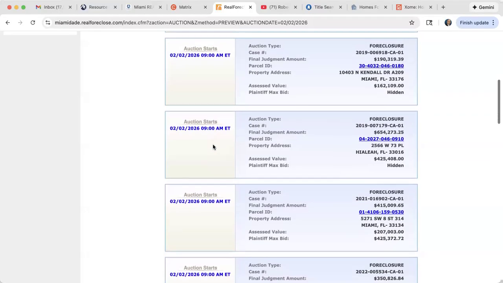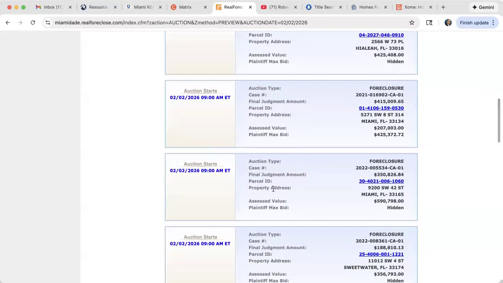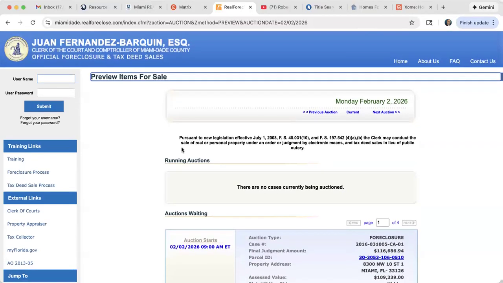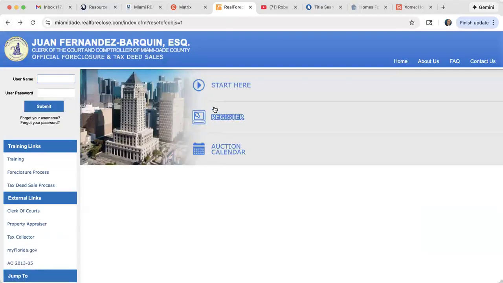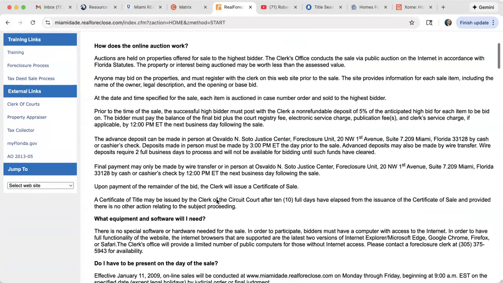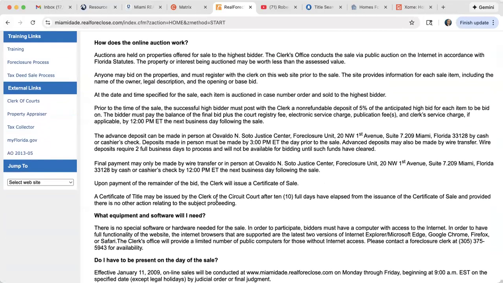All right. Now, these auctions work a little differently. These auctions work in $1,000 increments. What I mean by this, I'm going to go back here and click on start here real quick and show you. What I mean by this is that these are online, right? And they're done in $1,000 increments.